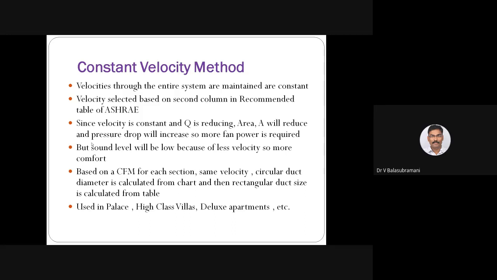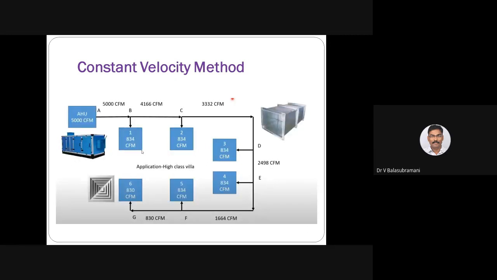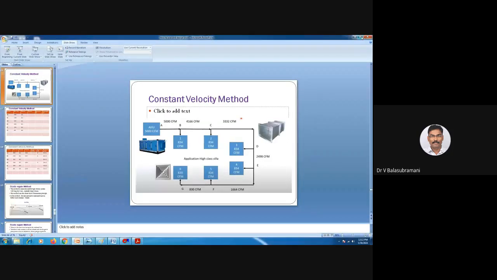This is a very important advantage of the constant velocity method. The sound level will be very low, but pressure drop will be very high. So because of less velocity, there is comfort. Based on CFM, there is an air size. Each section has the same velocity. Circular duct diameter is calculated from the chart, and then the rectangular size is calculated. Application is palaces, high class villas, and deluxe apartments. So here I just show a problem.